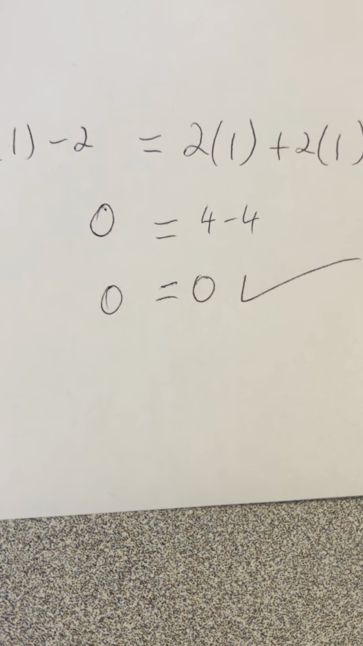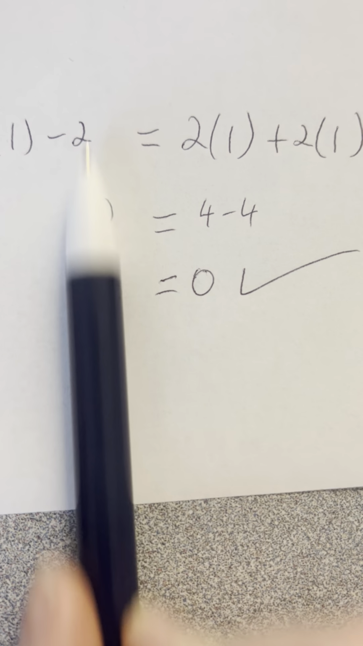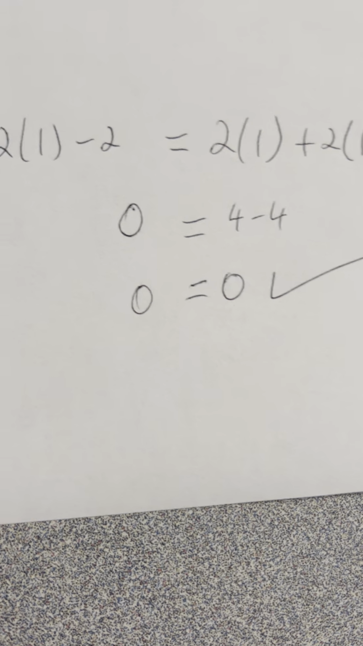So we did our equation correctly. So don't get alarmed if you get zeros. That doesn't matter. What we're looking for is to make sure this side is equal to that side. That's what we are looking for. All right, that's number 7.